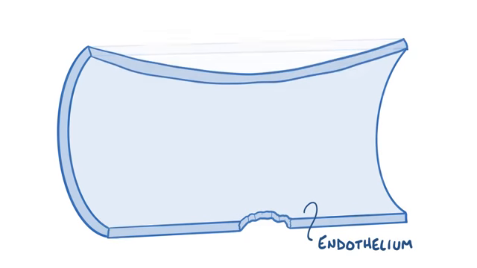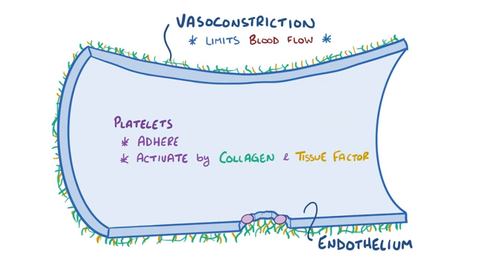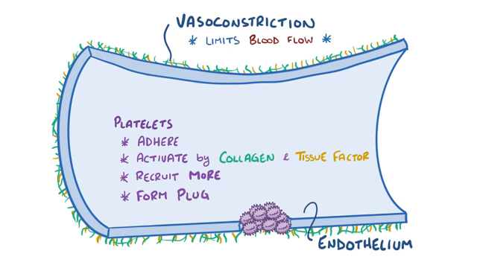Normally, the process starts with damage to the endothelium, or inner lining of the blood vessel walls, after which there's an immediate vasoconstriction, or narrowing of the blood vessel, which limits the amount of blood flow. After that, some platelets adhere to the damaged vessel wall, and become activated by collagen and tissue factor, which are proteins that are normally kept separated from the blood by an intact endothelium. These platelets then recruit additional platelets to form a platelet plug. This formation of the platelet plug is called primary hemostasis.